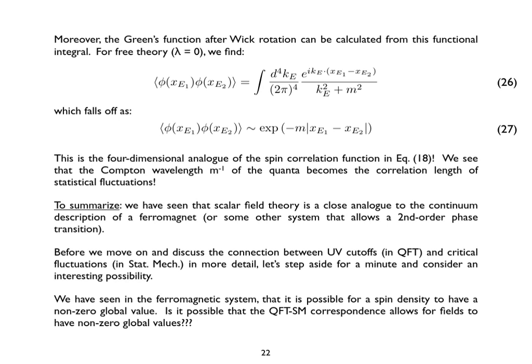So we can go on and compute the Green's function after the Wick rotation. For the case of free theory, which is a lot simpler, we get something for a 2-point function that looks like equation 26.